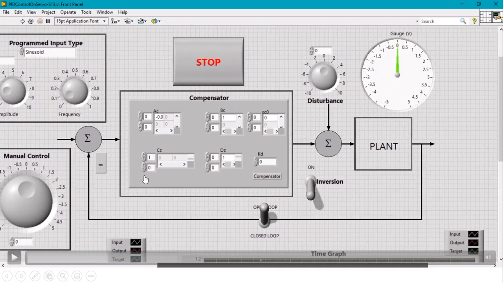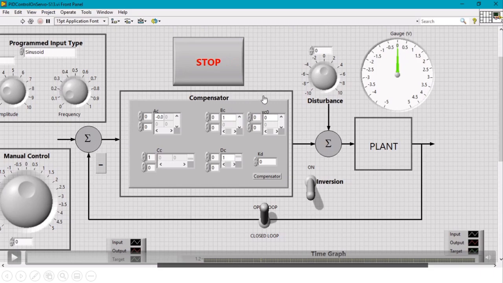This one stands for where you put in the input. This is a block diagram. If this toggle switch is in the open loop position, this feedback loop will be broken. And if it is in the other position, then you have a feedback loop. You have sensor data going back and comparing it. You're subtracting it from the input.